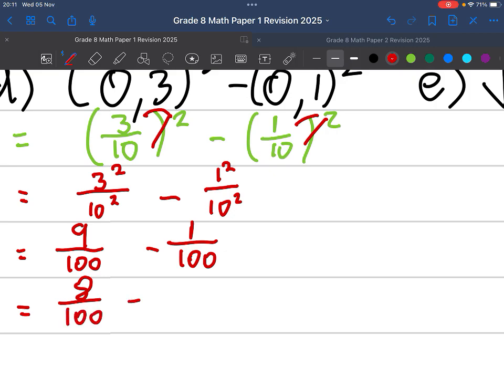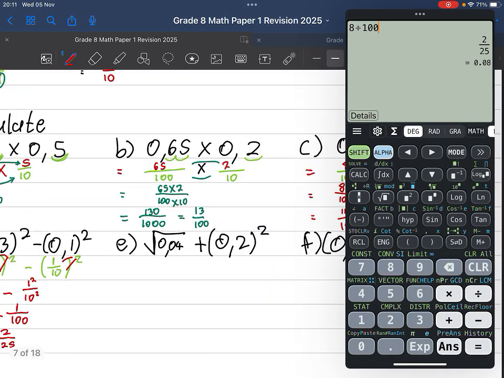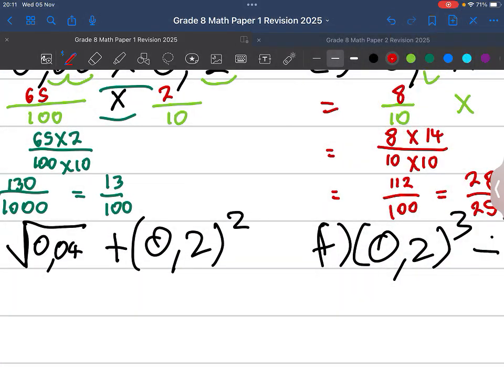And then you can go ahead and divide this by 4 or simplify it in your calculator and get 2 over 25. So this is your 8 divided by 100 is 2 over 25. Next one. Keep it moving, guys.